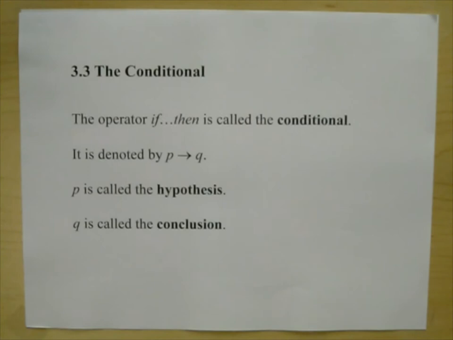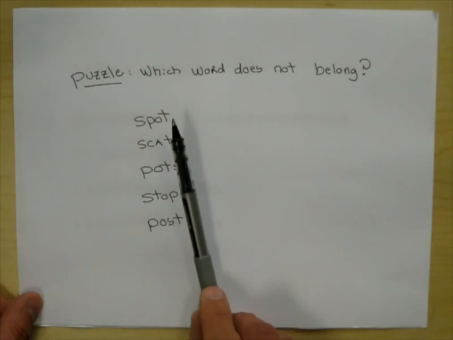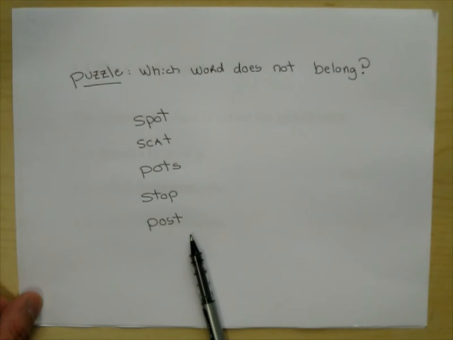Show you the puzzle. Which word does not belong? So there's five words there. Spot, scat, pots, stop, and post. So we'll take care of that at the end.